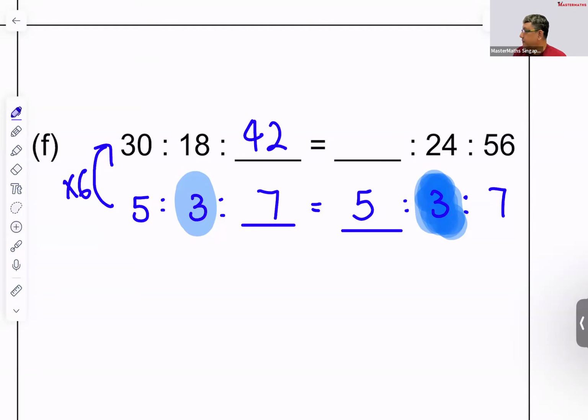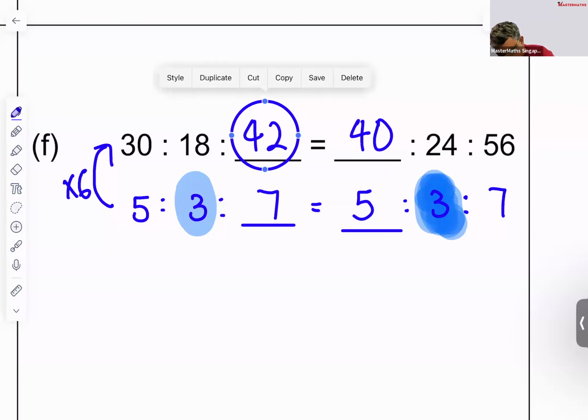Similarly, 7 cannot lah. Oh, 7 can. 7 times 8, 56. 3 times 8, 24. 5 times 8, 40. So this is my answer. 42 and 40. The reason why this is complicated is because of the processes.